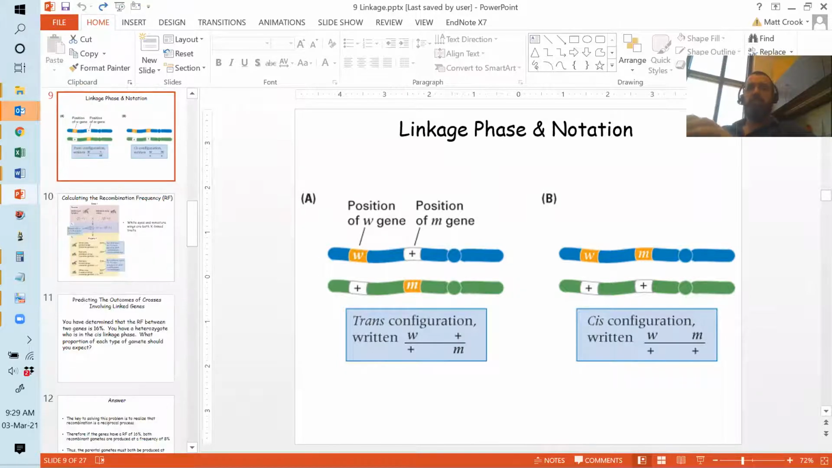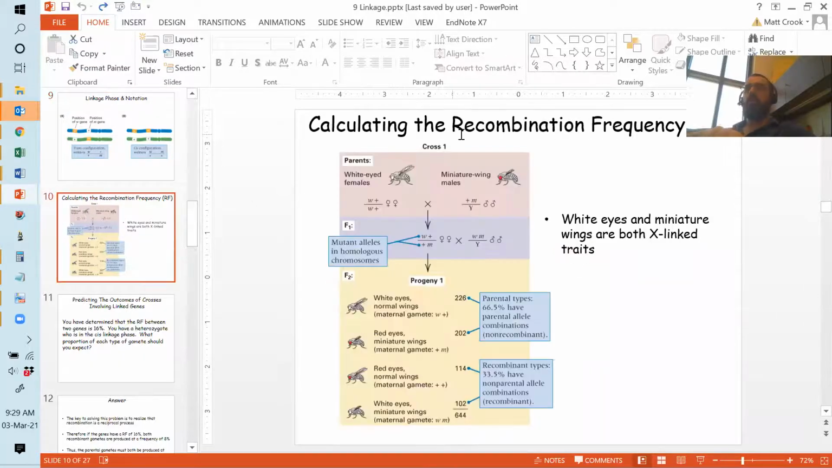Okay, so what we're going to get into now is working out numbers, actually using this as a tool. And so now what we're going to do is work out the recombination frequency.